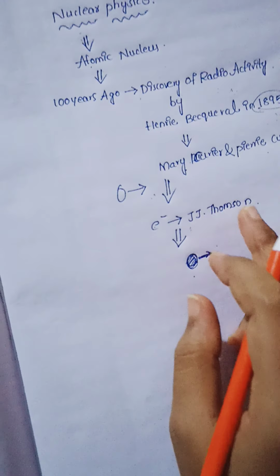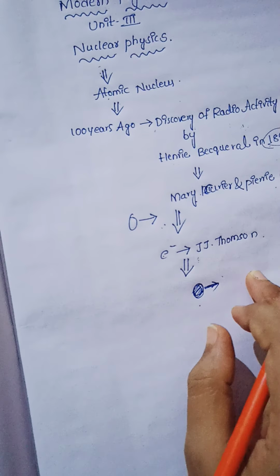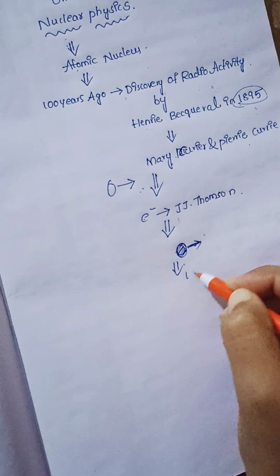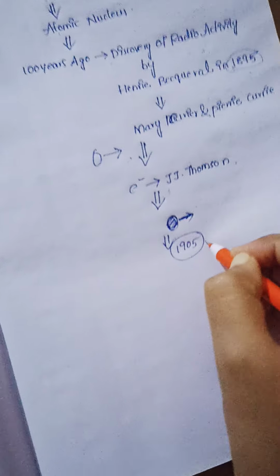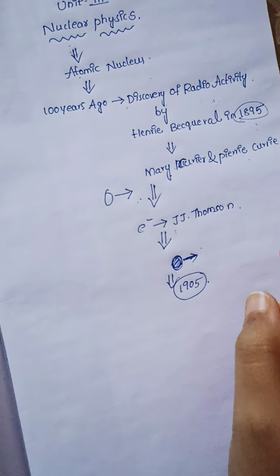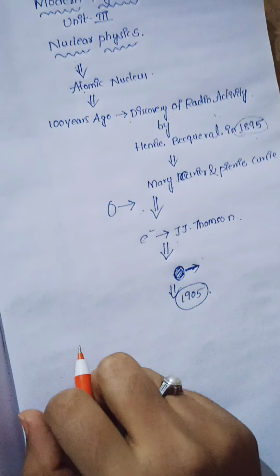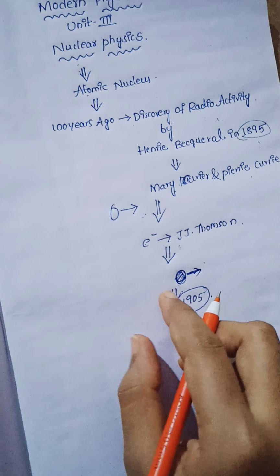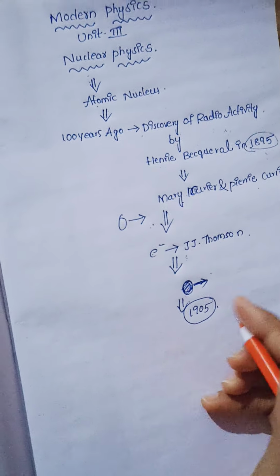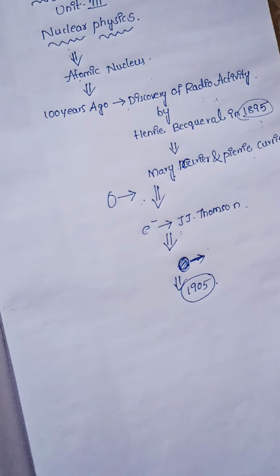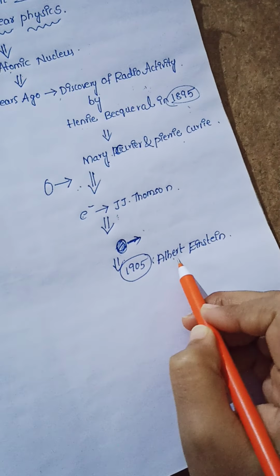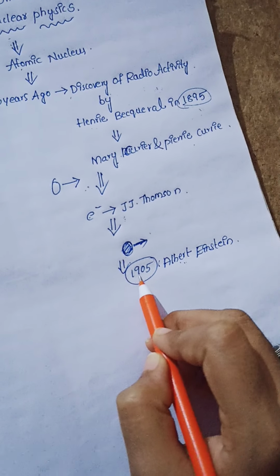Following this, around the year 1905, our hero Albert Einstein came into the picture, the very famous scientist. There was a series of papers published by Albert Einstein in the year 1905.